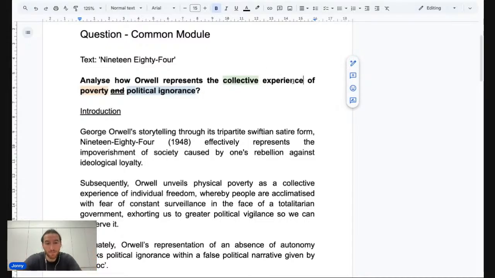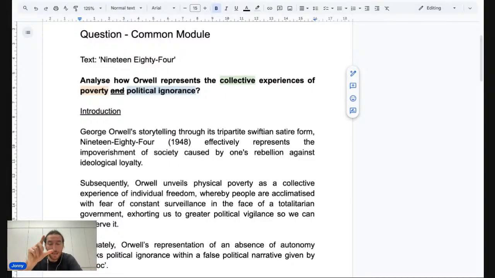This is talking about 2 collective experiences, collective experience of poverty and political ignorance. So we need to break those down and show how one of these potentially causes or leads to another. You always want to try and find a cause and effect relationship between 2 words like this, 2 terms. But if you can't see a cause and effect relationship, and sometimes you might see a cause and effect relationship each way, which is amazing if you can see that, and you actually have evidence to back that up.